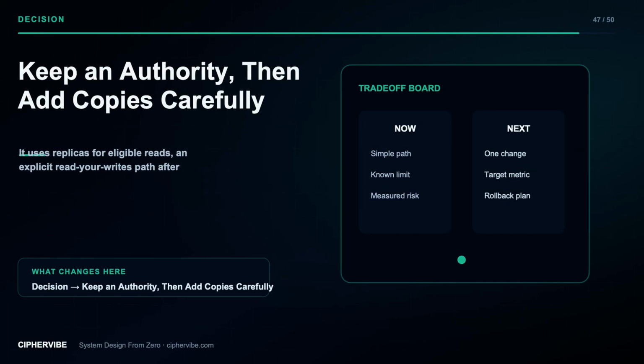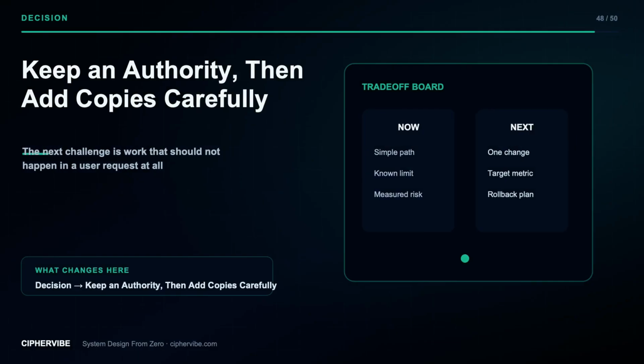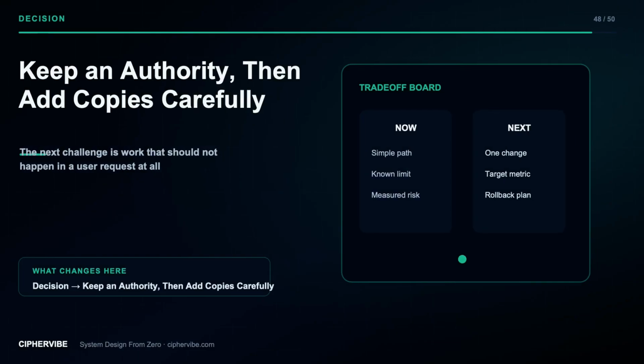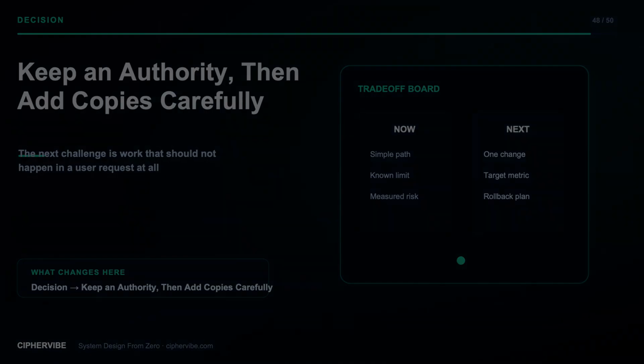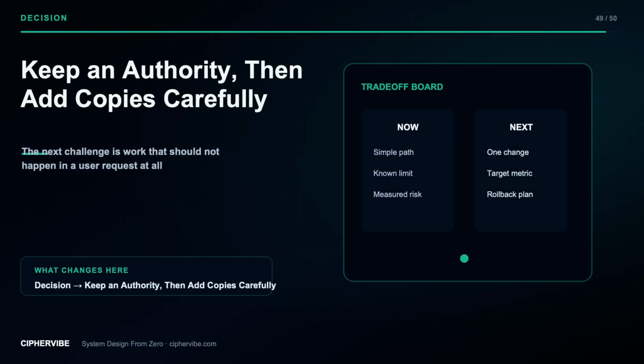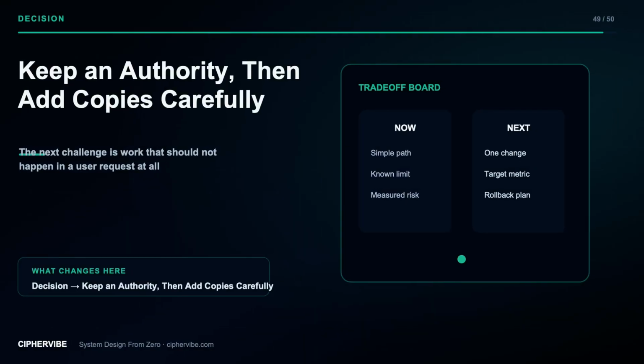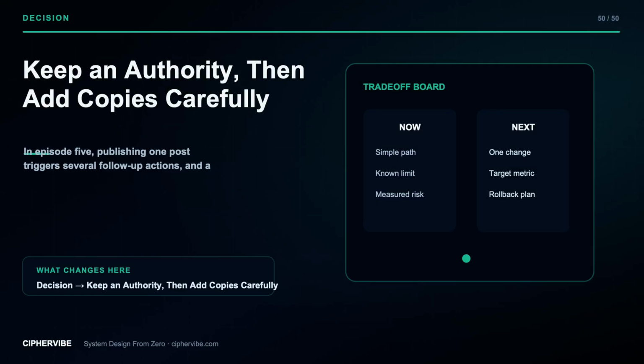The next challenge is work that should not happen in a user request at all. In Episode 5, publishing one post triggers several follow-up actions, and a queue lets the system be responsive without pretending every downstream task is instant.